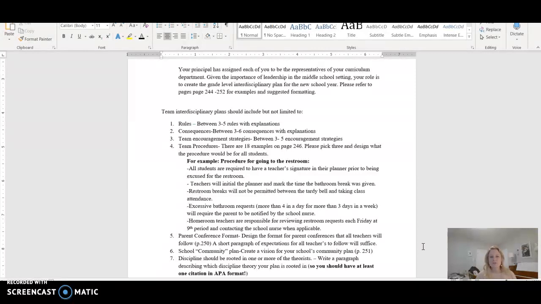So you're going to include the following. You're going to have 3 to 5 rules with explanations. You're going to have consequences, between 3 to 6 consequences with explanations. I will say this, especially for those of you that are gaining your licensure in early childhood, make sure that these consequences are age appropriate and that they're fostering greater independence and promoting transition to adolescence and then to young adulthood.